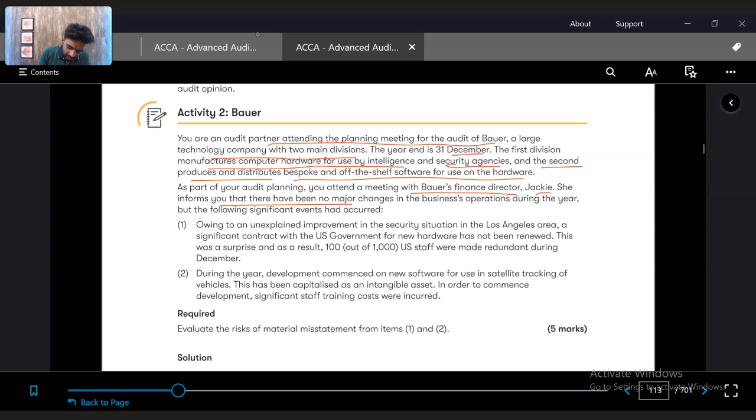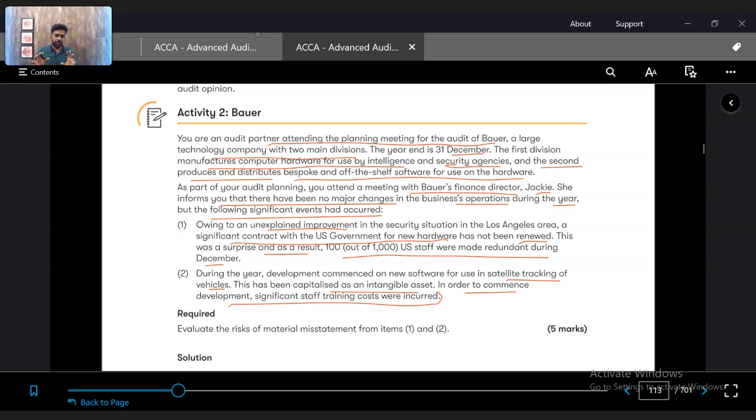As part of your audit planning, you attend a meeting with Bauer's finance director, Jackie. She informs you that there have been no major changes of the business operations during the year, but the following significant events had occurred. Owing to an unexplained improvement in the security situation in the Los Angeles area, a significant contract with the US government for new hardware has not been renewed. This was a surprise, and as a result, 100 of the US staff were made redundant during December. During the year, the development of new software for satellite tracking vehicles commenced. This has been capitalized as an intangible asset. In order to commence development, significant staff training costs were included.